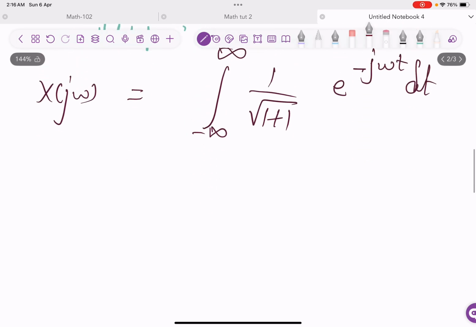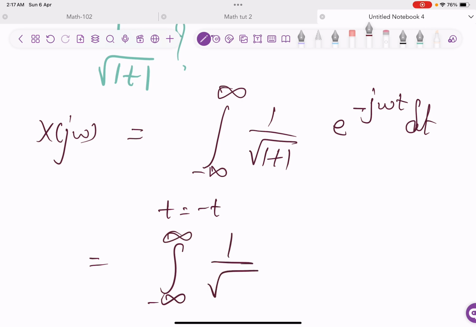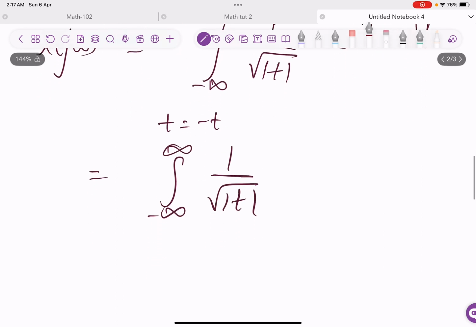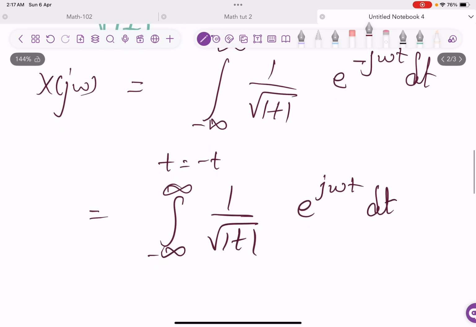First, let's see if it's an odd function or an even function. As you can see, let's replace t with minus t. You'll get the integral from minus infinity to infinity of 1 by root mod t into e power j omega t dt. Let's see what we can do here.